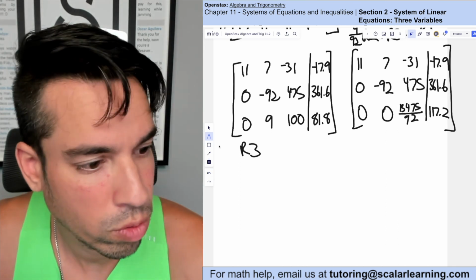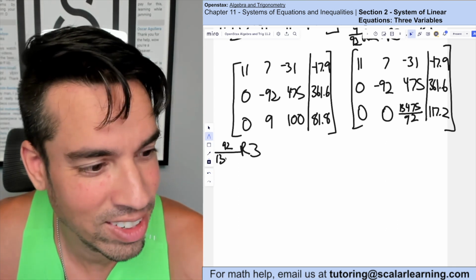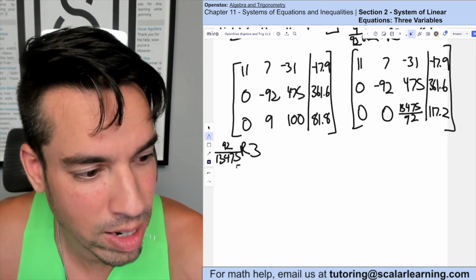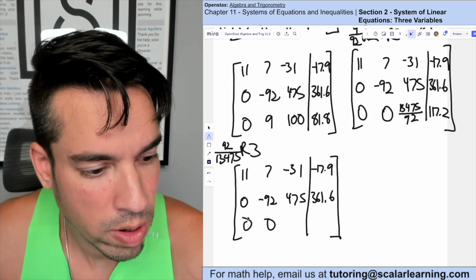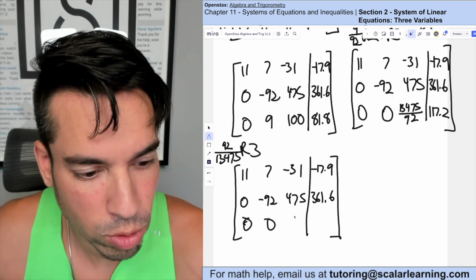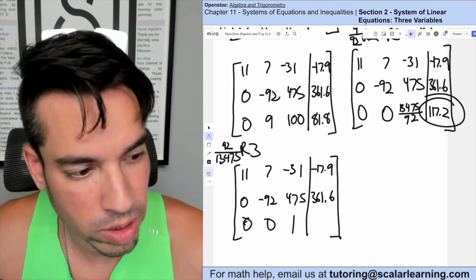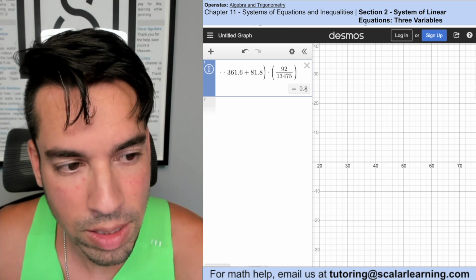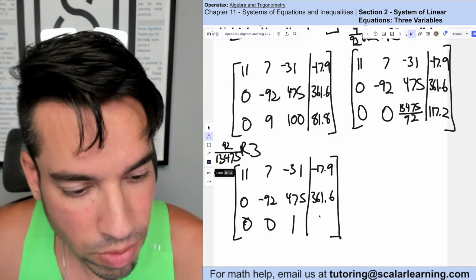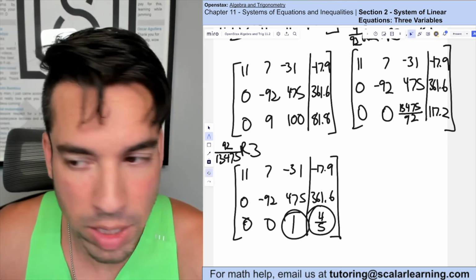So I'm going to take row 3 and multiply it by 92 over this thing, 1, 3, 4, 7, 5. All right, let's write it out. Then times 0 is 0, times 0 is 0, and then times that, since the reciprocal is just 1, we're going to have to do this times that, the real number, and we're going to do that in Desmos. And here we go, we get this nice even decimal, 0.8, or as a fraction would be 4/5. Okay, check it out, we got our answer for z, now we can keep going.